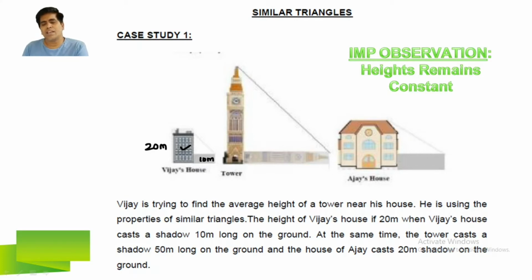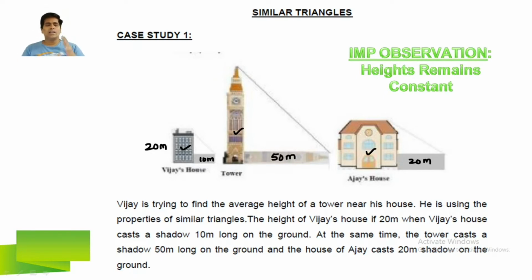Next, at the same time, the tower casts a shadow 50 meters on the ground. So this is the tower. The second part is the tower. So the shadow length he has given is 50 meters. At the same time, Ajay's house casts a shadow 20 meters on the ground. So this is Ajay's house and the shadow of this house is 20 meters on the ground. So this is the information he has given.